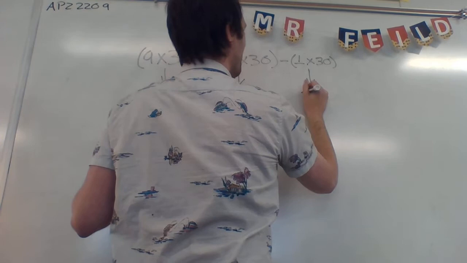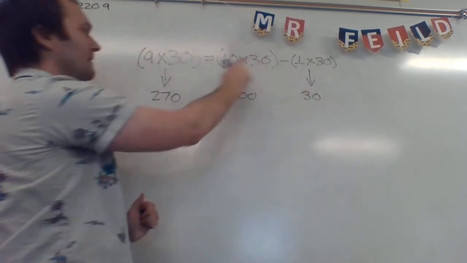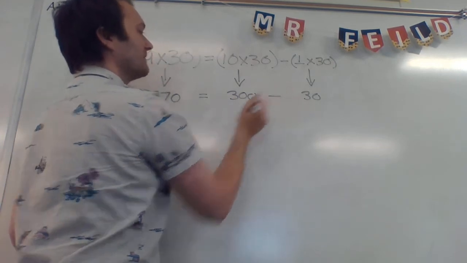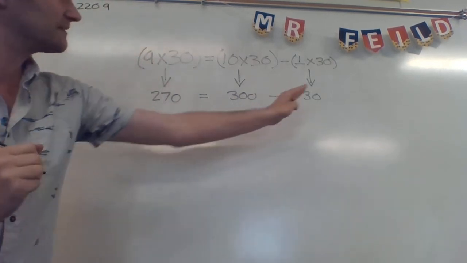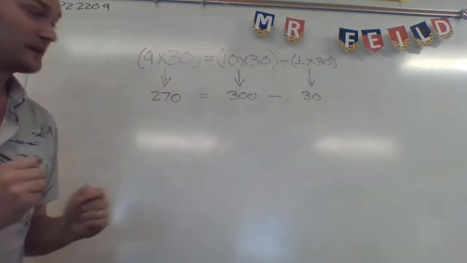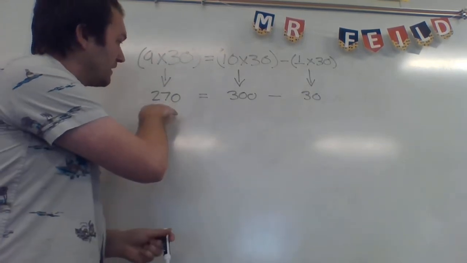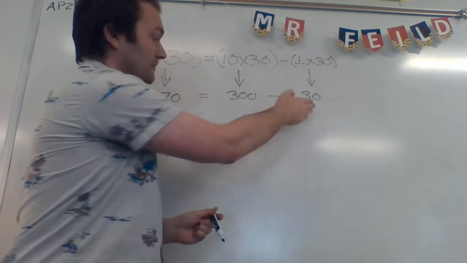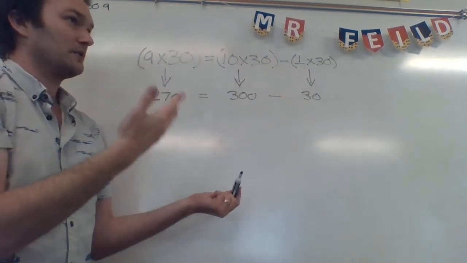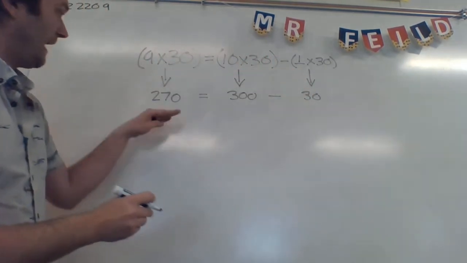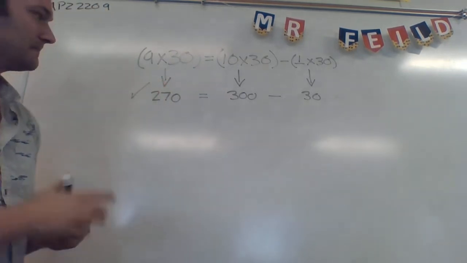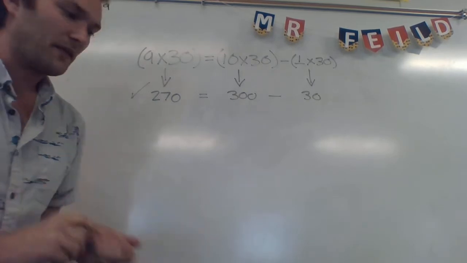And I can plug in those same equal signs and subtraction signs from before and see if this statement, because this is a mathematical statement, makes sense. 270 is the same as 300 minus 30. Well, if I have 300 and I take away 30, yeah, I'm going to have 270. So that checks out. Nice. Let's take a look at another example.